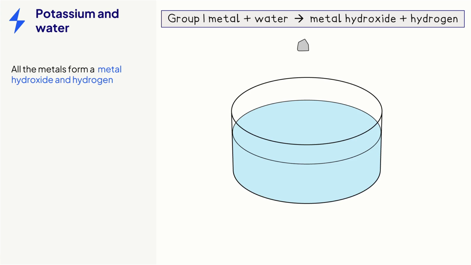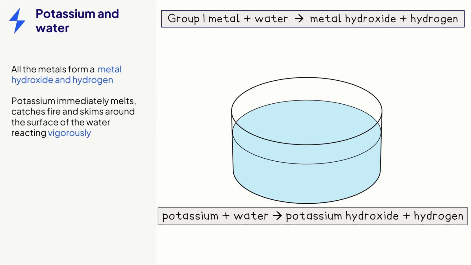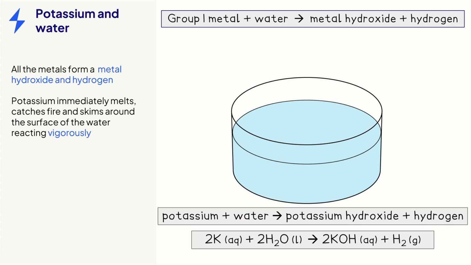In Group 1, potassium is below sodium. When potassium reacts with water, it immediately melts, catches fire, and skims around on the surface of the water, reacting vigorously. The hydroxide products of these reactions make the water strongly alkaline, which is why they get their name, the alkali metals. From these observations, you can see that the metals are becoming more reactive down the group. One thing you need to remember is that potassium will burn with a lilac flame.